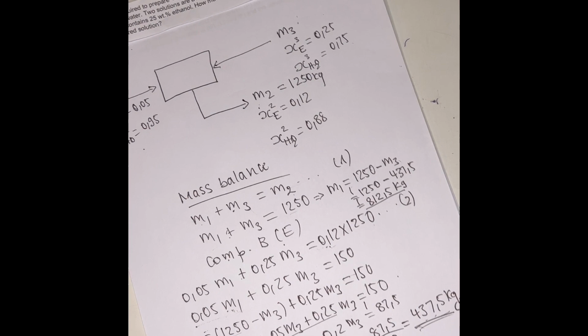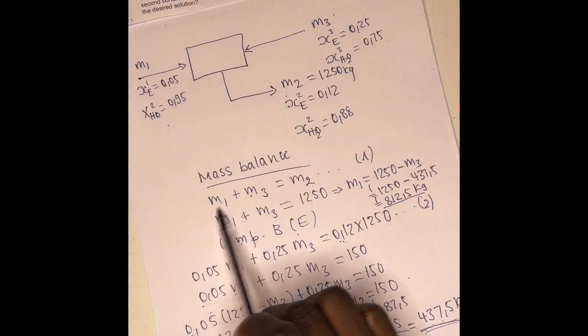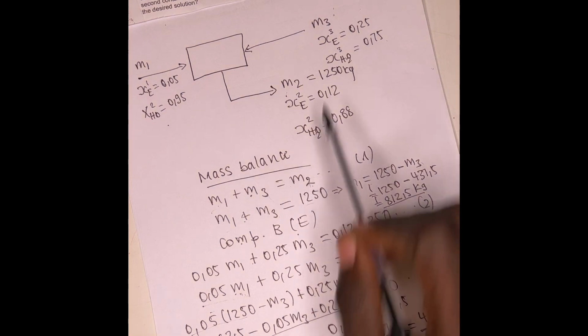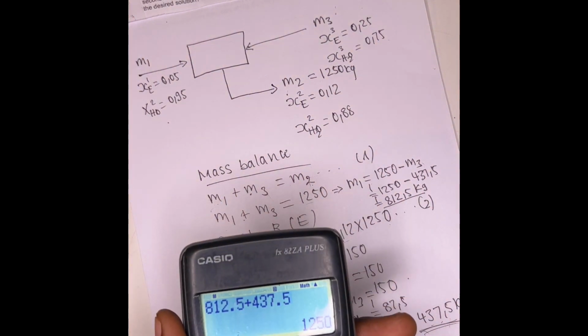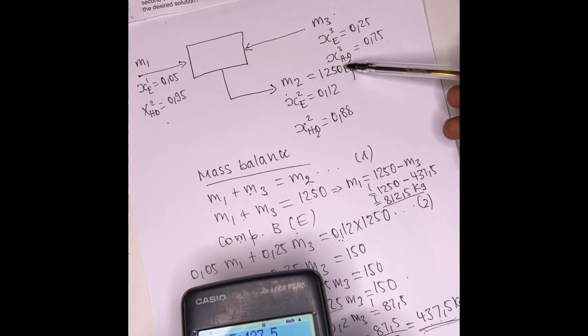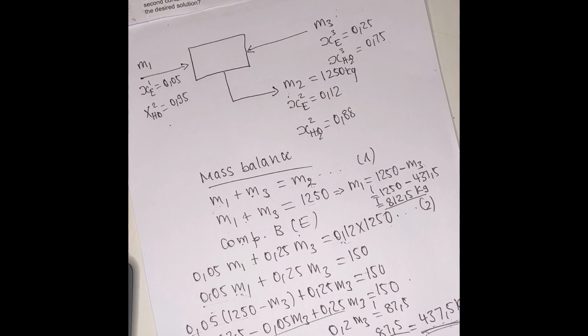And then, guys, if you want to make sure that what you are doing is right, you can always check. Come here in this equation and prove it. What is M1? M1, we just found 812.5, plus this one, which we found as 437.5. Let's see the sum, how much it's going to give. If we do the sum, it gives you exactly that one. That's how you prove it.